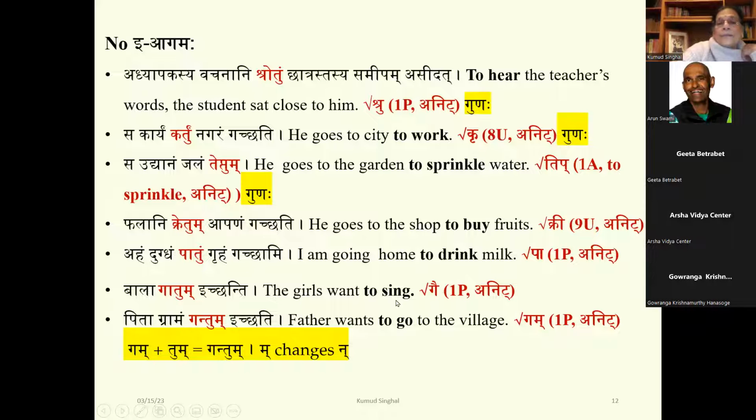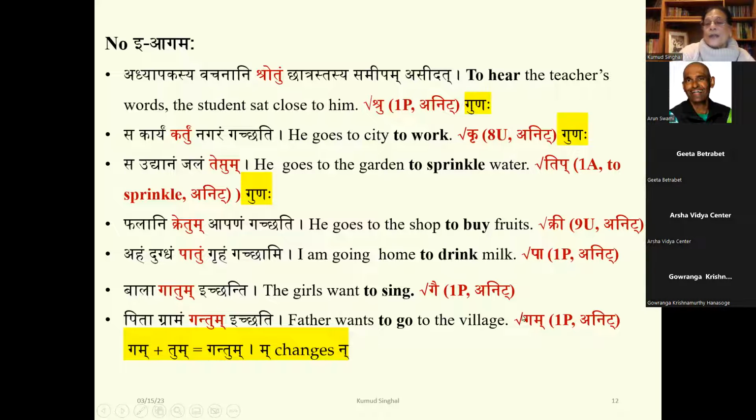Now there are some irregular rules. For example, gai, which is an anit dhatu, but gai becomes ga. So it will be gatum. It won't be gaitum. There are a number of these irregular rules. Balah gatum icchanti. The visarga drops here because it is preceded by a long ah. The girls want to sing.